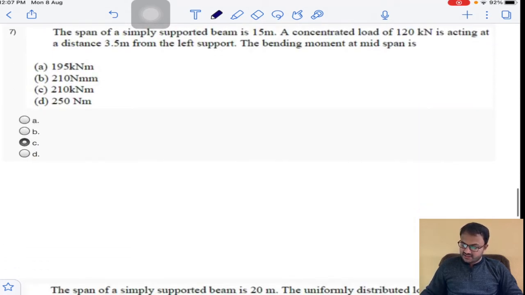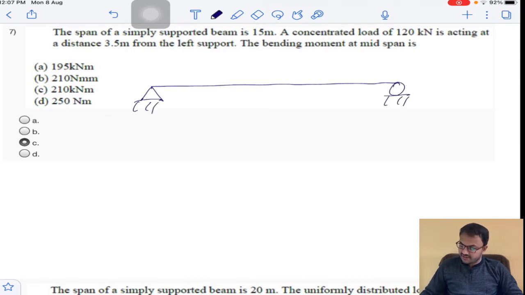And the next question: the span of a simply supported beam is 15 meters. So I am drawing this diagram. Simply supported means it is a beam having supports, one is a hinged support and another is a roller. A concentrated load of 120 kilonewton is acting at a distance.